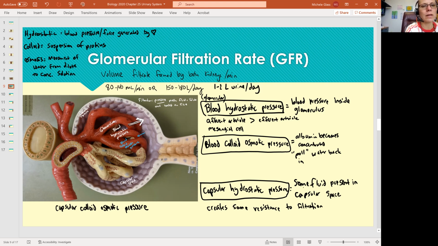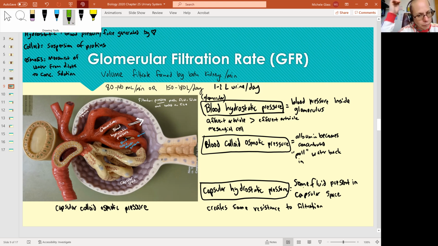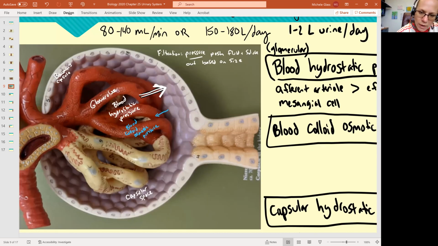So let's go back to our drawing. And let's write in the capsular hydrostatic pressure, and draw the arrow like kind of pushing into the bloodstream. So we've got these three forces and they're different. The blood hydrostatic pressure is forcing fluid and solute out into the capsular space. So I have my arrow from the glomerulus out to the capsular space, and it's my biggest arrow. Then I have the blood colloid osmotic pressure showing the arrow back into the glomerulus.